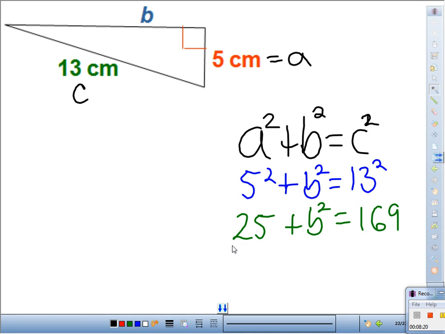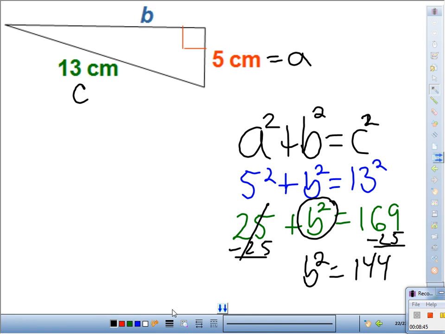All right. Can we simplify the left side anymore? No. Can we simplify the right side anymore? No. So what is our last step? Solve for the variable. So I'm going to circle my variable so I can focus and see and get rid of anything else. So what do we do? Minus 25 to each side. We get B squared equals 169 minus 25, that's 144. Am I done? No.